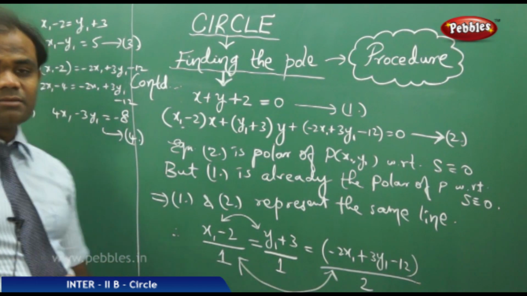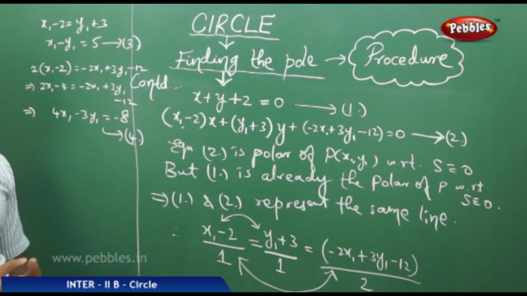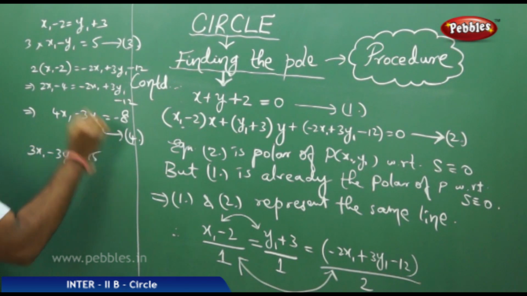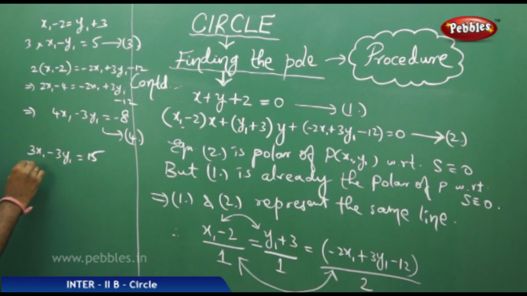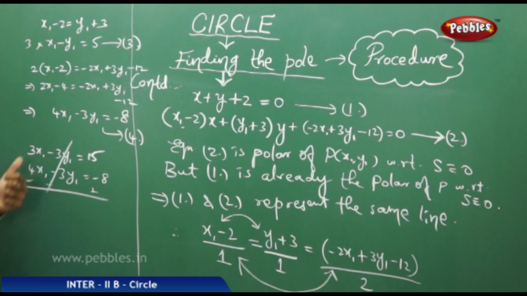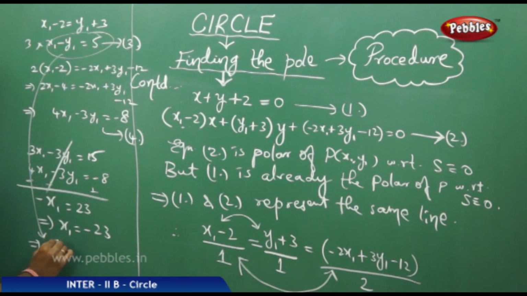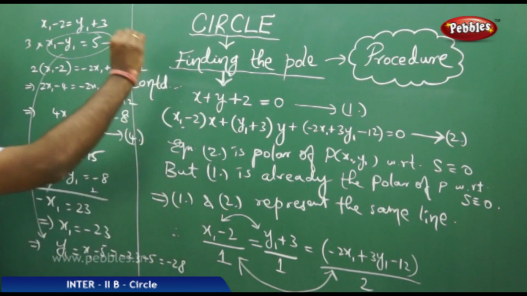Now it is very essential that I simplify equations 3 and 4 for finding x1 and y1. So I take equation 3 multiplied with 3, so that this becomes 3x1 minus 3y1 equals 15. 4x1 minus 3y1 is minus 8, which on subtraction cancels this, and this gives me minus x1 is 15 plus 8, is 23. That implies x1 is negative 23, which on substitution gives y1 equals x1 minus 5, that is minus 23 minus 5, which is minus 28.